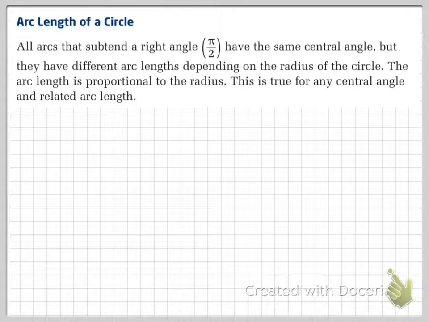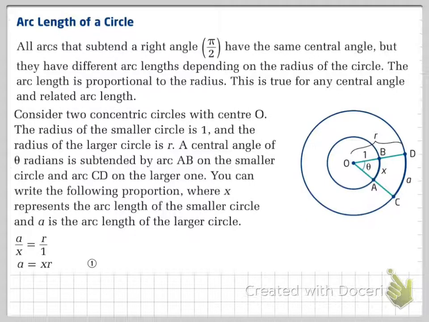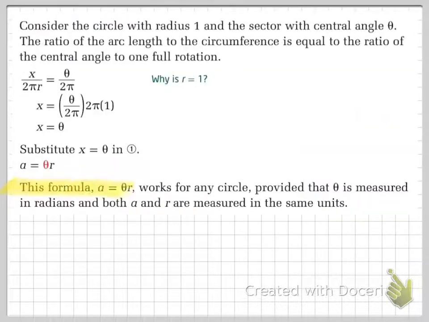Arc length of a circle. All arcs that subtend to a right angle have the same central angle, but they have different arc lengths depending upon the radius of the circle. The arc length is proportional to the radius, and this is true for any central angle. Now, what you need to know is that the bottom line there tells us that A is equal to x times r. That's the equation we're going to use in the next page.